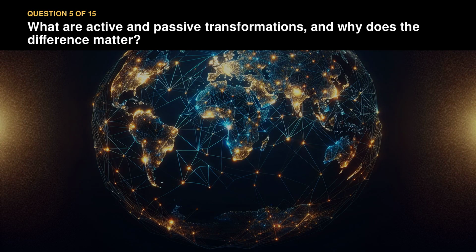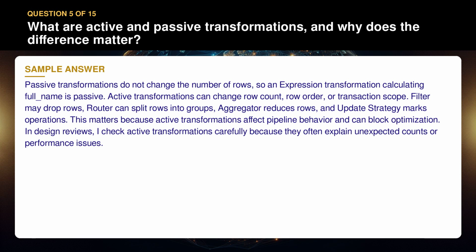Question 5. What are active and passive transformations, and why does the difference matter? Passive transformations do not change the number of rows, so an expression transformation calculating full name is passive. Active transformations can change row count, row order, or transaction scope. Filter may drop rows, router can split rows into groups, aggregator reduces rows, and update strategy marks operations.